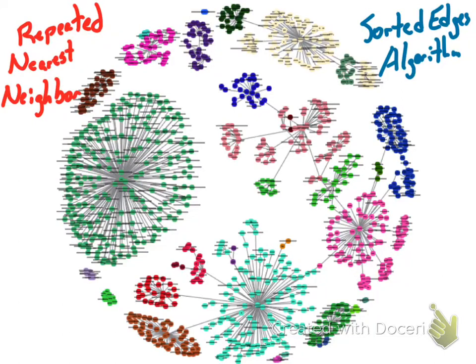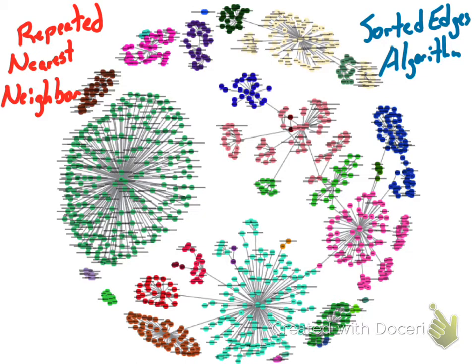All right, students, so we're going to take a look at two new algorithms here that are a little more efficient than that brute force method we looked at, but hopefully a little better as far as optimization than just the nearest neighbor algorithm that we looked at. So again, these methods may not give us the most optimal solution. So we have the repeated nearest neighbor algorithm and the sorted edges algorithm.